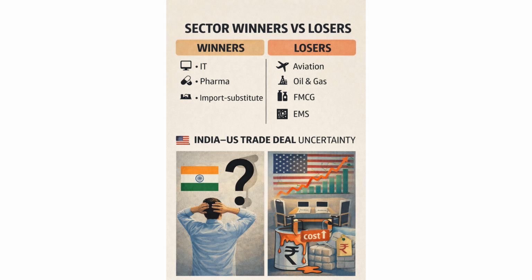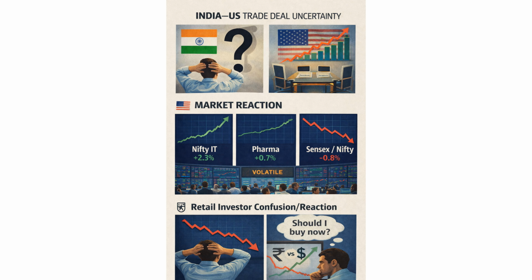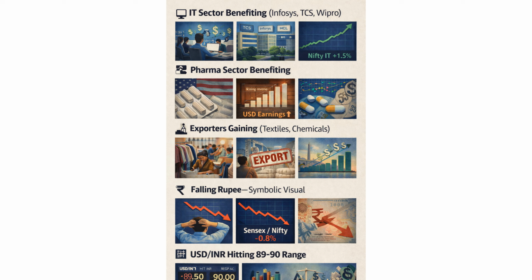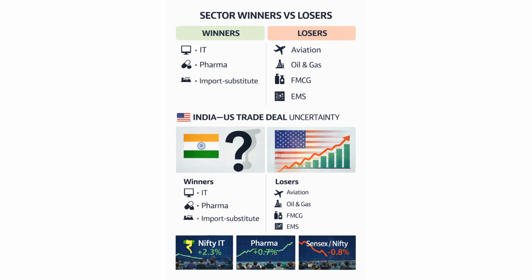This explains why IT stocks often outperform during periods of rupee weakness, even when global tech spending remains subdued. Market behavior reflected this reality. The Nifty IT index moved higher even as broader benchmarks showed caution. Investors were not suddenly optimistic about global growth. They were relocating towards businesses whose cash flows are naturally hedged against domestic currency depreciation.